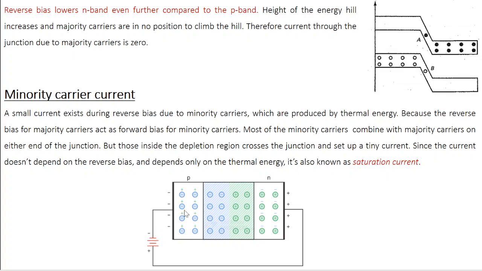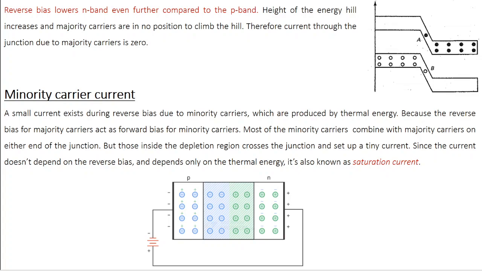Now on the p side, the minority carriers are electrons, right? Electrons see a negative potential here. The negative potential is going to push this electron towards the junction. Similarly, on the n side, the minority carriers are holes. These holes see a positive potential here. So the positive potential is going to push the holes towards the junction. In other words, the applied potential, which acts as a reverse bias for the majority carriers, acts as a forward bias for the minority carriers. Right? So the minority carriers are pushed into the p-n junction, so you can have a minority carrier current across the p-n junction.